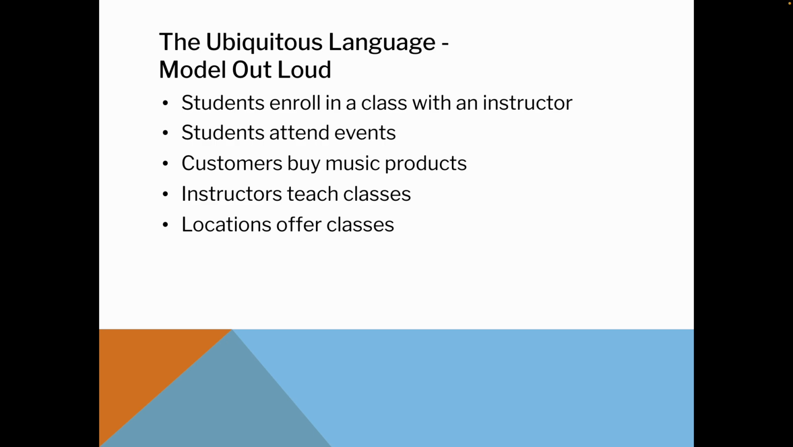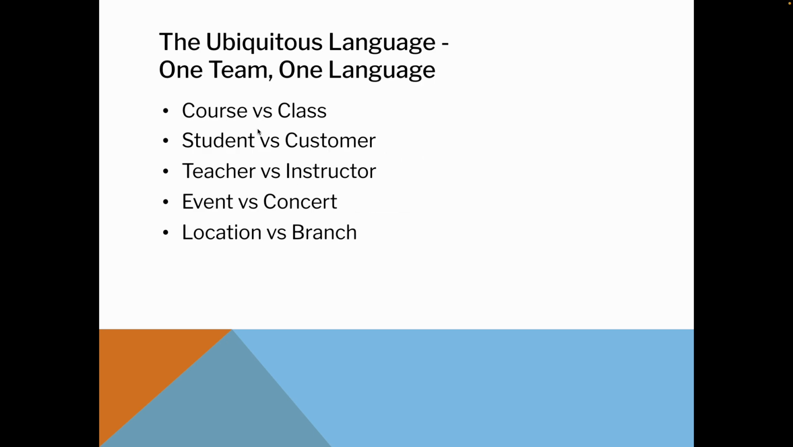So these are all examples of how to start modeling things out loud. I can say, okay, customers buy music products. Maybe they call it something else. Maybe they'll say, no, we call them music records and music instruments, but we don't call them products. So we do need to take that into account. Instructors teach classes, locations offer classes, etc. Here are examples of what I was talking about: course versus class, student versus customer, teacher versus instructor, event versus concert, location versus branch.